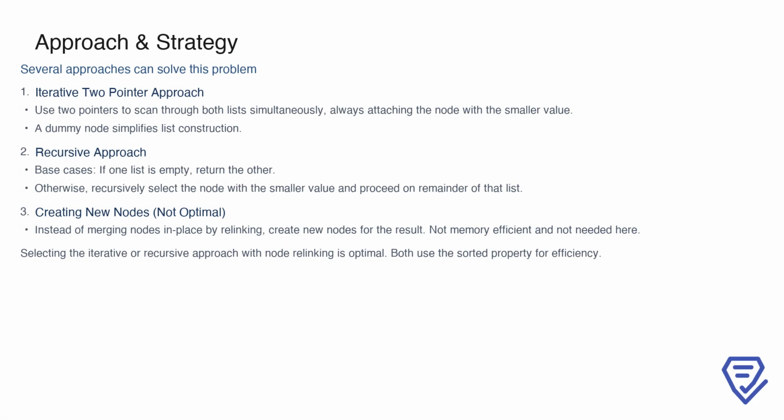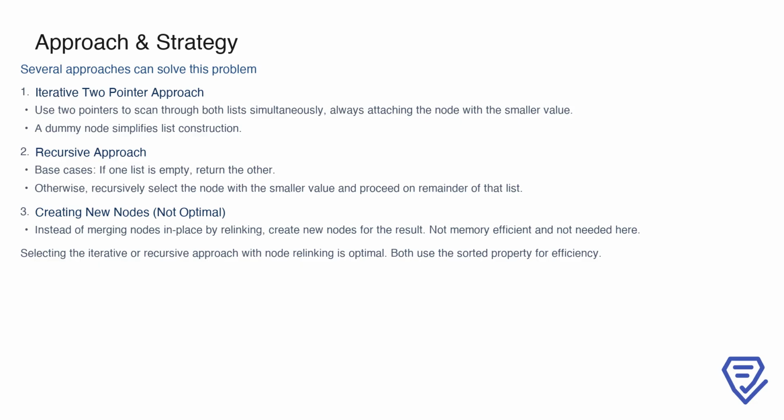For LeetCode problem number 21, there are several reasonable strategies to merge two sorted linked lists. The most common is an iterative two-pointer approach, where we scan both lists simultaneously, always comparing the current nodes and attaching the smaller one to our new merged list. By maintaining a dummy head pointer, the process becomes clean and avoids extra conditionals. The recursive approach uses the same logic, breaking the problem down into smaller subproblems by always attaching the node with the smaller value and recursing on the rest.